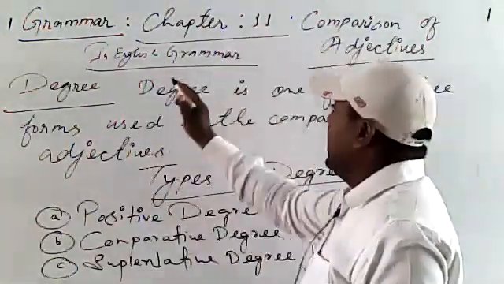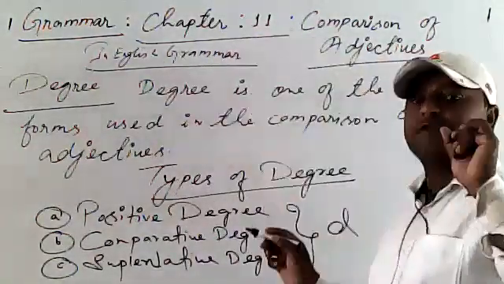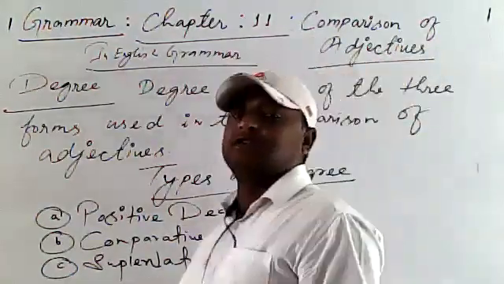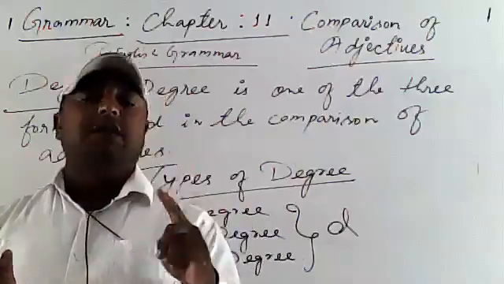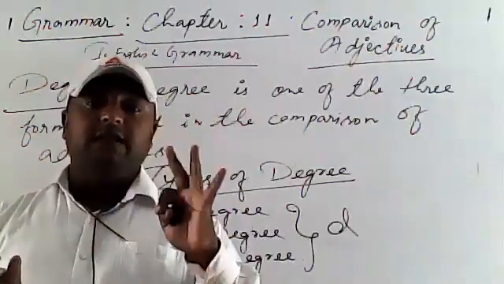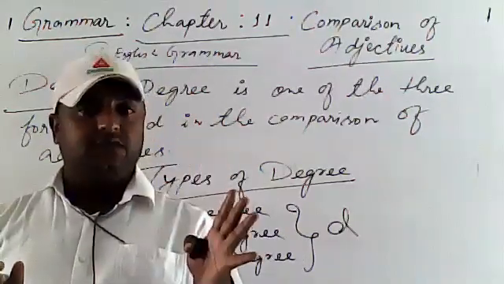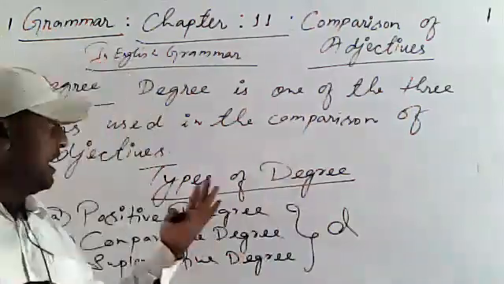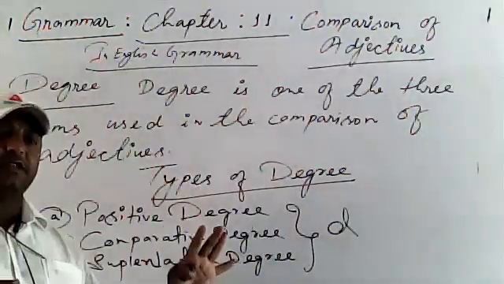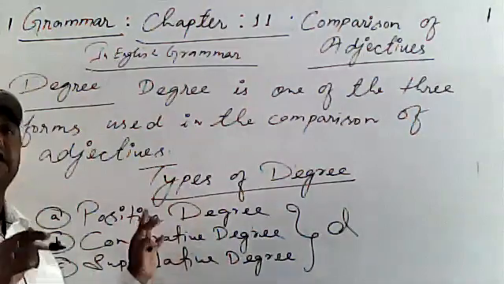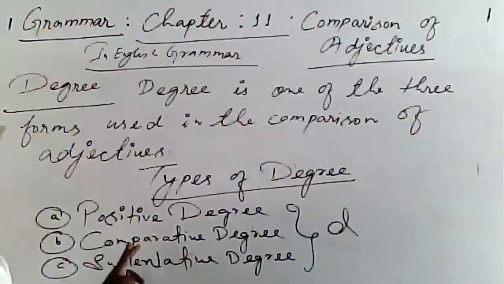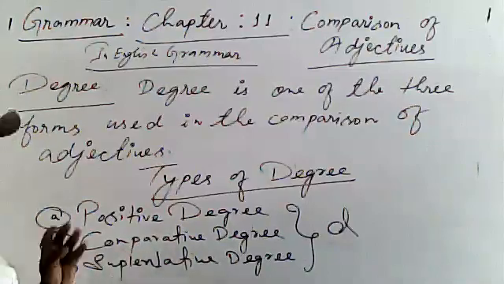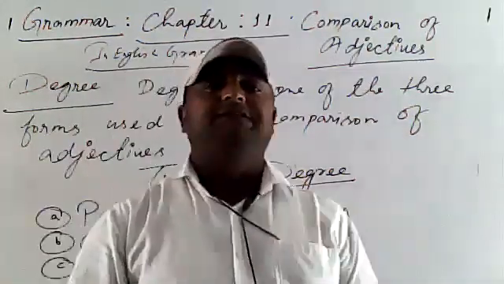Now, the answer should be in such a way. Students, look carefully. In English grammar, degree is one of the three forms used in the comparison of adjectives. We use degree for the comparisons of adjectives. Let us see how many types of degree there are. Degree are of how many types? Three types. Students, look at the board. Number A, positive degree. Number two, comparative degree, and the last one is the superlative degree.